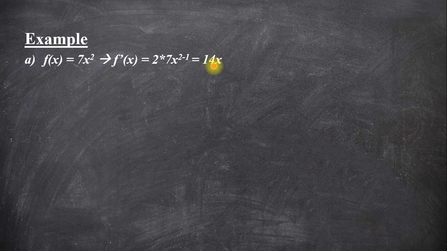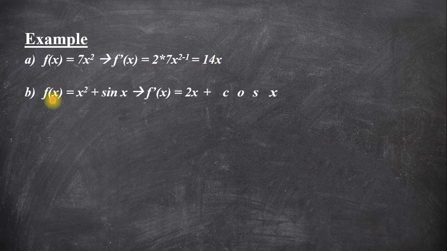That's a very simple example. And next, f of x is equal to x squared plus sine x. Look, this is the sum rule. This is the power rule for a and for b, sum rule. F prime at x, which is equal to, because we have to derivate individually.